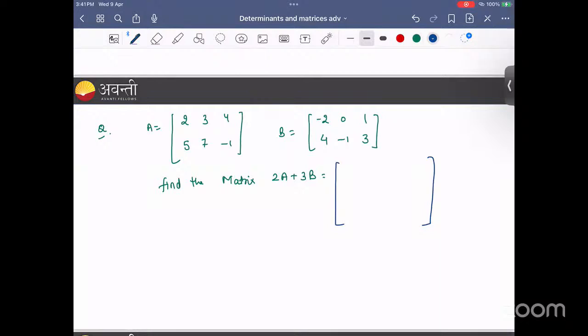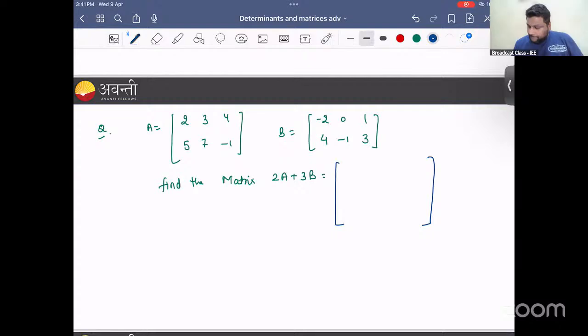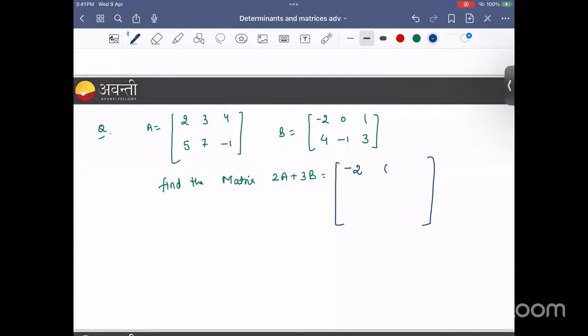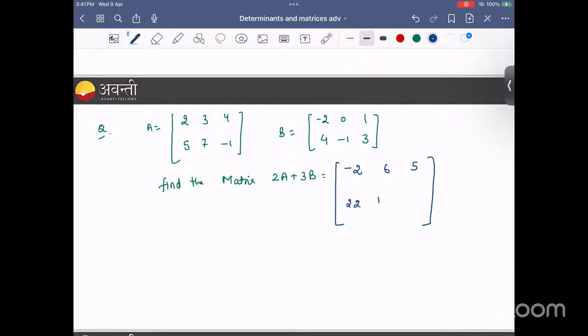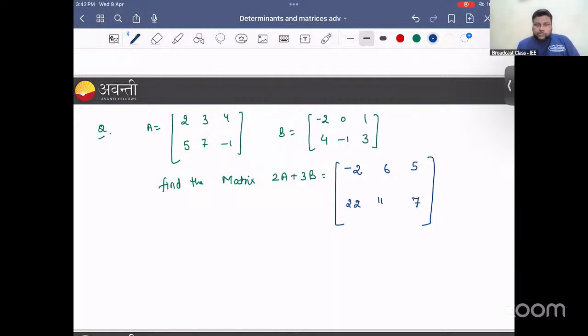So it's -2, 6, -2, then 6, 6, 5, 5, 22, 22, 11, 11, 7. Very good. Thanush also very good. -2, 6. He's saying 11 at the A31, A13 position. 4 to the 8 and 3. Yes, it's not 5, it is 11. Anybody who got any other answer?